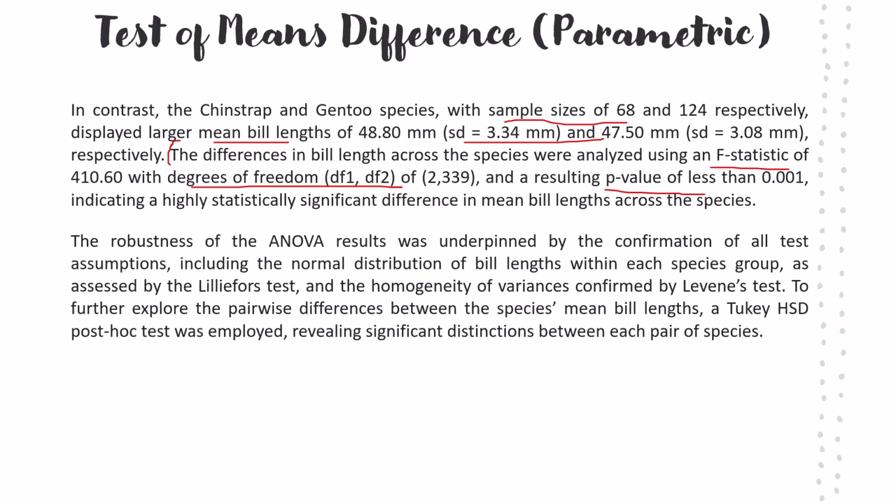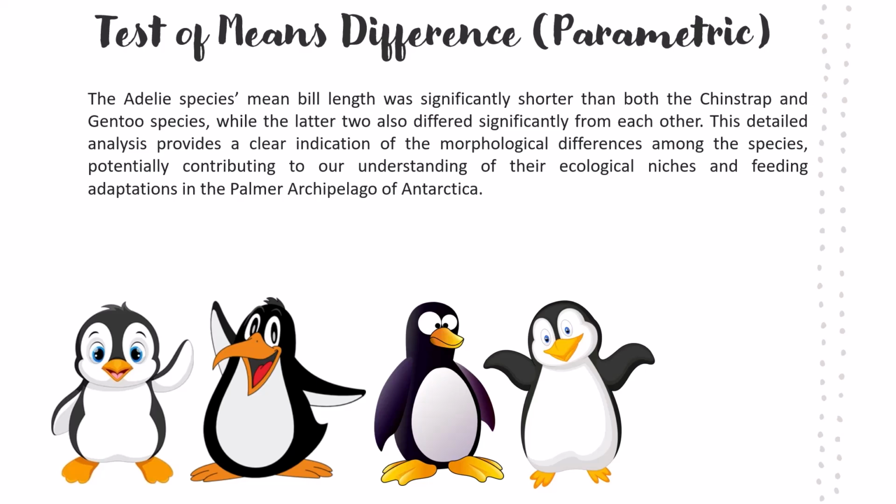The next one is the robustness of the ANOVA result. This is another one. We need to explain the multiple differences between species by using the Tukey HSD, the post hoc test. So this is how to interpret. This is another one, how to interpret based on your result, based on your Table 4. So you can see how to interpret your result.